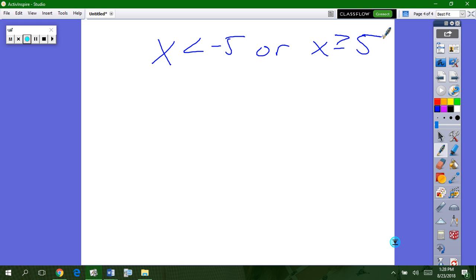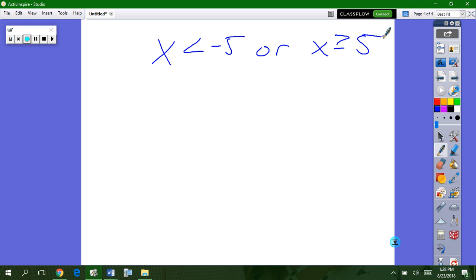So give me a solution to this answer. Give me an x value that could work for this solution. Remember that saying x has to be less than -5 or x has to be greater than or equal to 5. Just tell me an x value. 0 would not actually work, because is 0 less than -5? No. Is 0 greater than 5? No. So that one actually does not work.